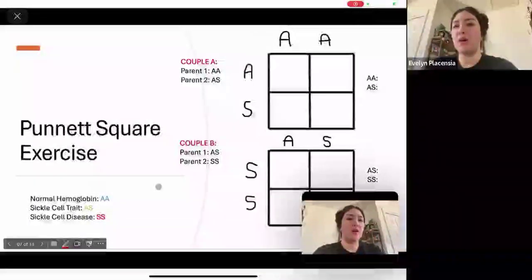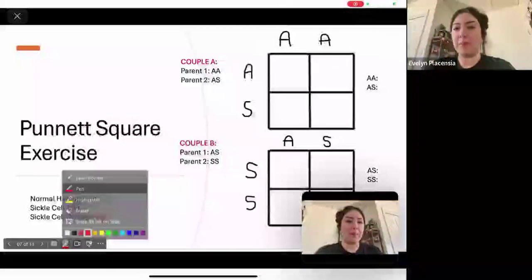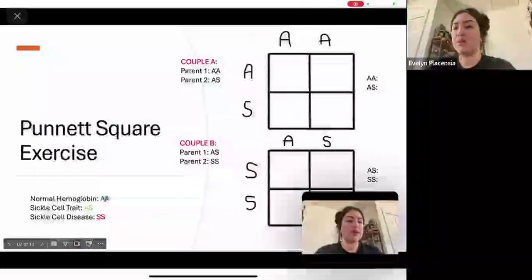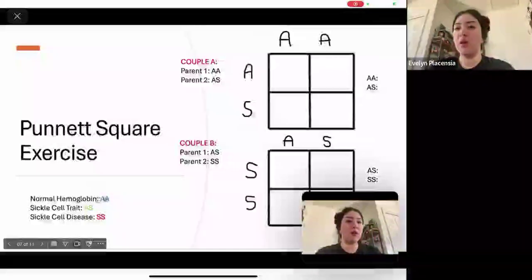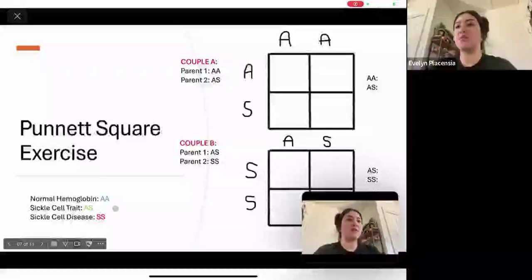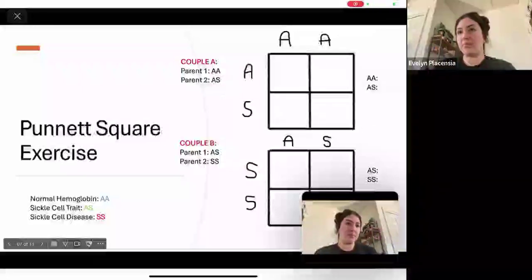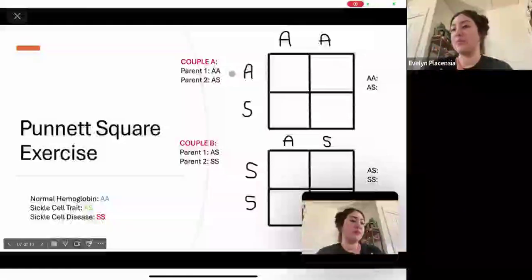Okay. So I do have what the genotype possibilities are. Hemoglobin normal is AA. Sickle cell trait is AS, remember, one recessive gene. Sickle cell disease is both recessive genes. This is the full-blown disease. So hypothetically, these two couples want to have kids. What are the chances of their children either being a carrier or suffering from the disease? These are just possibilities.